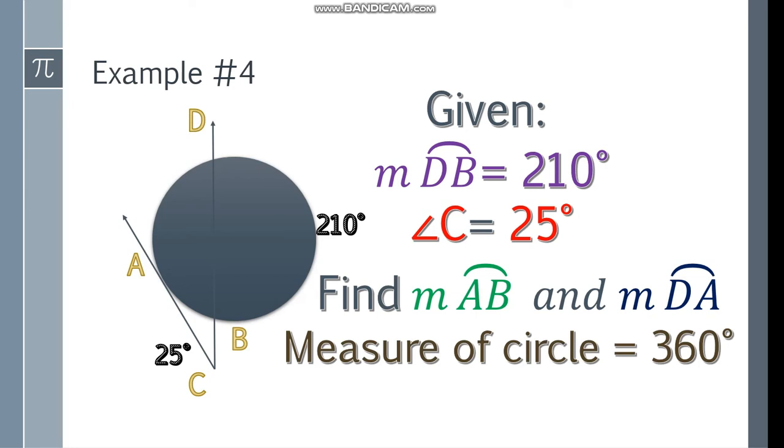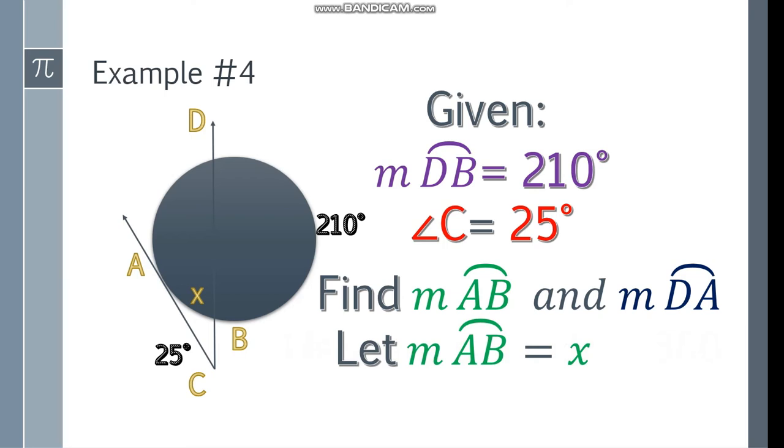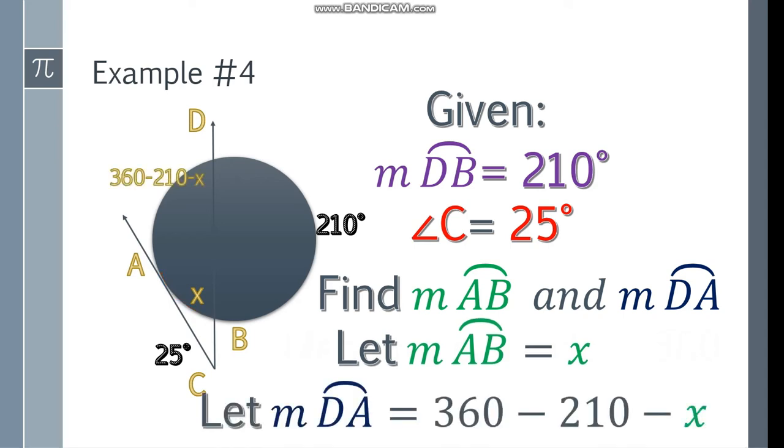Tandaan natin na ang measure ng circle ay 360 degrees. So, let x muna tayo. Itong smaller arc, gawin muna natin siyang x. At itong larger arc, magiging 360, kasi 360 yung buong measure ng buong bilog. So, ito daw ay x, ito daw ay 210. Para makuha mo to, mag 360 minus mo siya sa 210, at minus mo siya sa x para makuha mo yung huling parte ng bilog. Okay? So, let arc DA is equal to 360 minus 210 minus x.